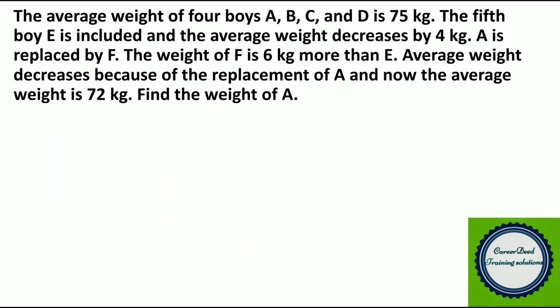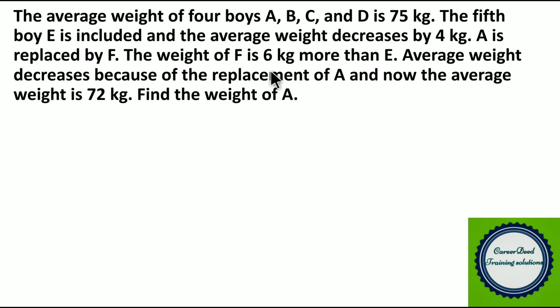The average weight of 4 boys A, B, C and D is 75 kg. The fifth boy E is included and the average weight decreases by 4 kg. A is replaced by F. The weight of F is 6 kg more than E. Average weight decreases because of the replacement of A, and now the average weight is 72 kg. Find the weight of A. So the question is pretty big, but the concept is really simple. The concept is based on average.